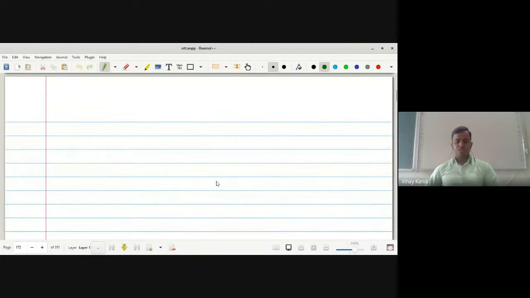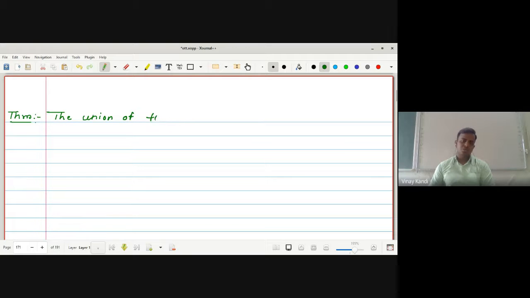Now, the next theorem: the union of two subspaces is a subspace if one is contained in the other. Look at this one. The next theorem is: the union of two subspaces is a subspace if one is contained in the other. Okay, look at the proof now.